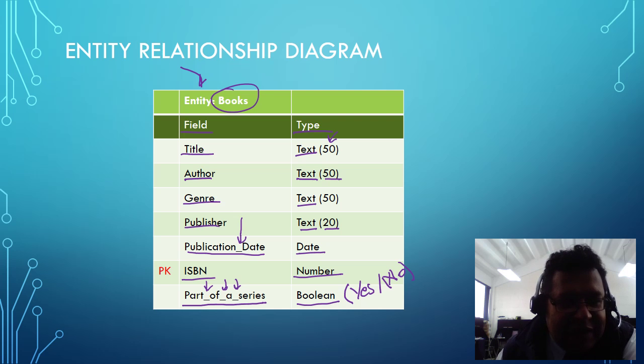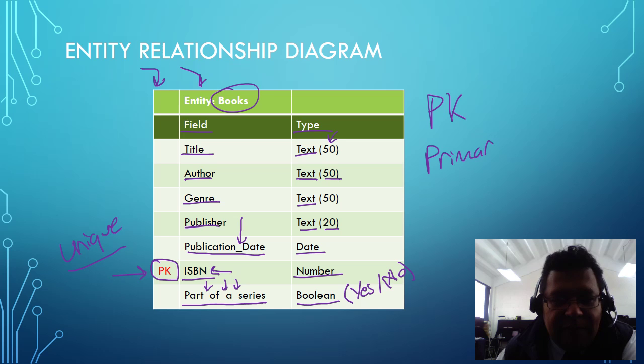All right, and a new piece of information right here. Every entity needs to have one field that is going to be unique. That means that this data is not going to repeat. This is going to define or describe each record uniquely. Okay, I cannot repeat this number for two different books, for example. Since the ISBN is already a unique number, I'm going to make ISBN my primary key, PK, which stands for primary key.